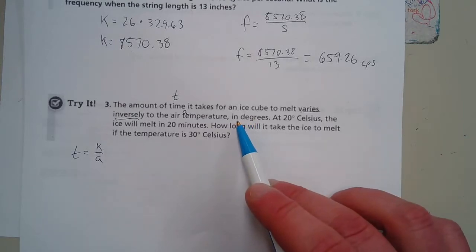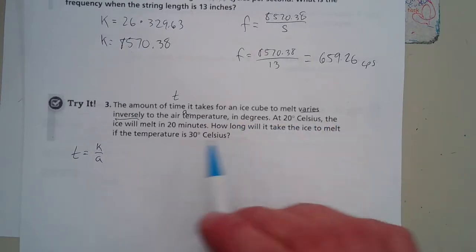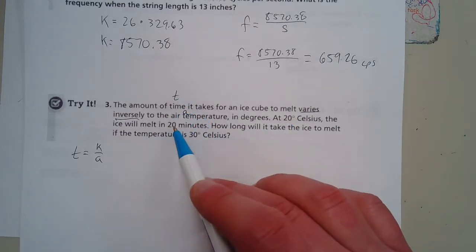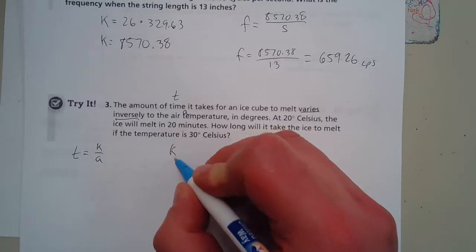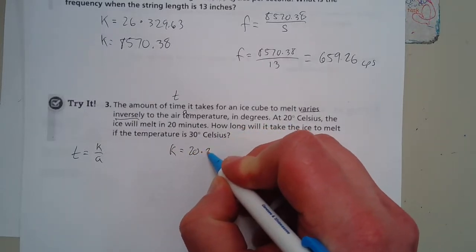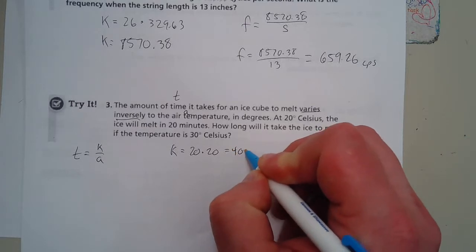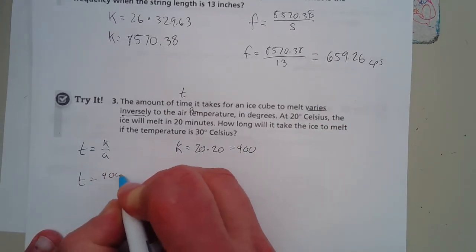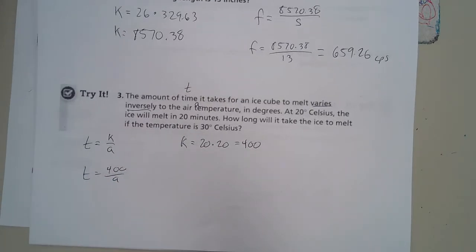Okay, so it says at 20 degrees Celsius, the ice will melt in 20 minutes. So they gave me a temperature and they gave me a time. So I know that I can multiply those two values together to get my K. So if I do 20 times 20, that's 400. So my equation for this problem is 400 over the air temperature.